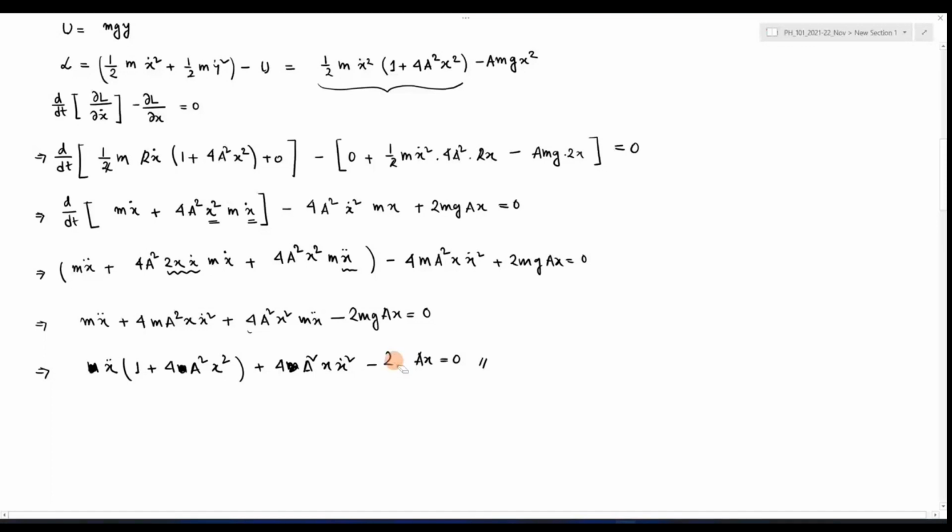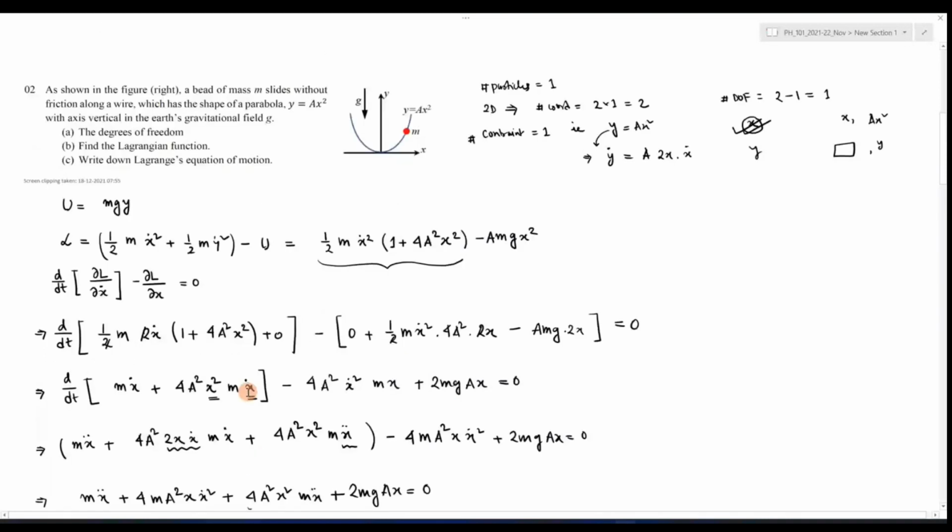I think the sign for 2g a x should be plus. The last but one term will have a plus sign. Oh yes, yes. So thank you, Satya. So this will be having this. Okay, anyone having any doubt about what we did?